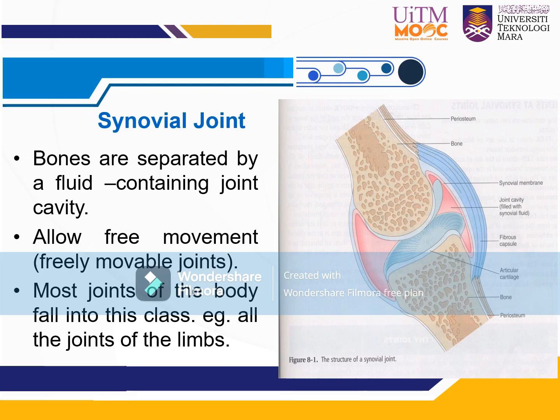Bones are separated by a fluid-containing joint cavity which allows free movement, as it is known as a freely movable joint. Most joints of the body fall into this class. For example, all the joints of the limbs.